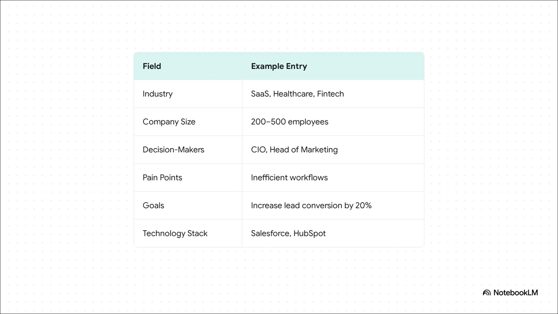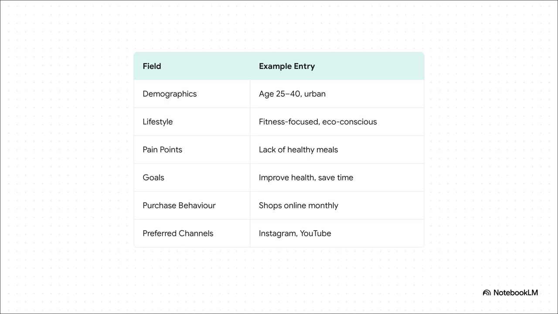You're zooming in on companies of a certain size, with specific people in charge, like a CIO. You're pinpointing their biggest operational headaches, like terrible lead tracking, and even the tech they're already using every day. Now, on the B2C side, the focus totally shifts to the individual. Yeah, we're looking at demographics, of course, but also their whole lifestyle and their values. Are they obsessed with fitness? Are they eco-conscious? Their pain points are way more personal, like just trying to find an affordable, healthy meal. And we're tracking where they spend their time online, Instagram, YouTube, and how they actually prefer to shop.